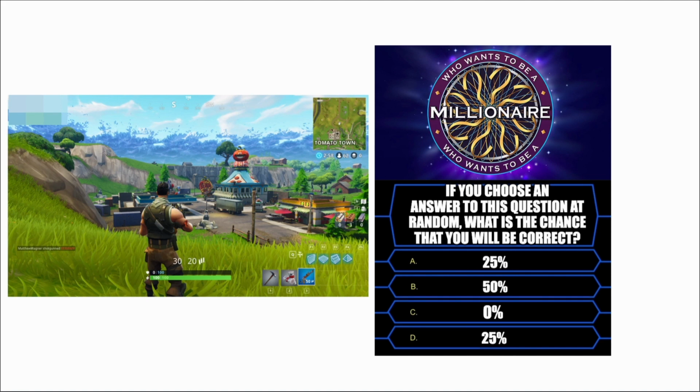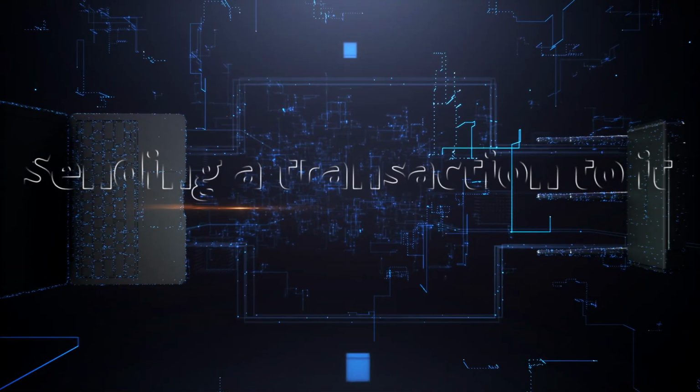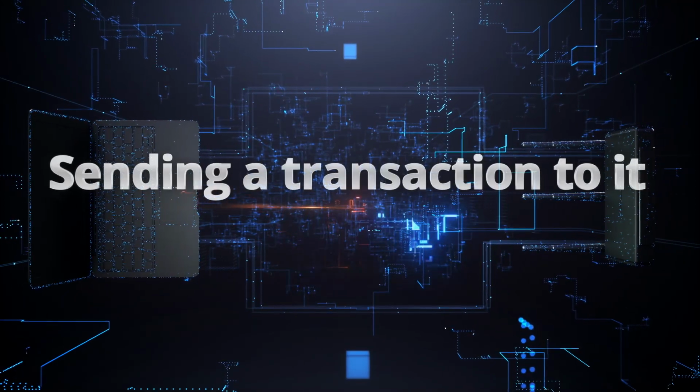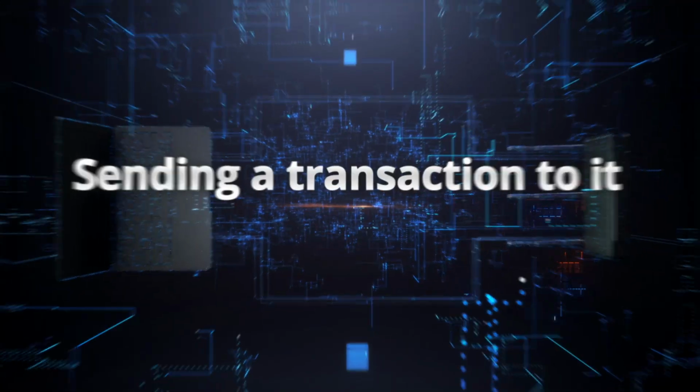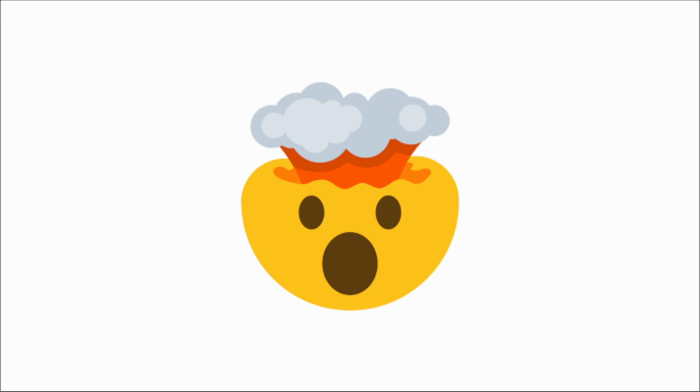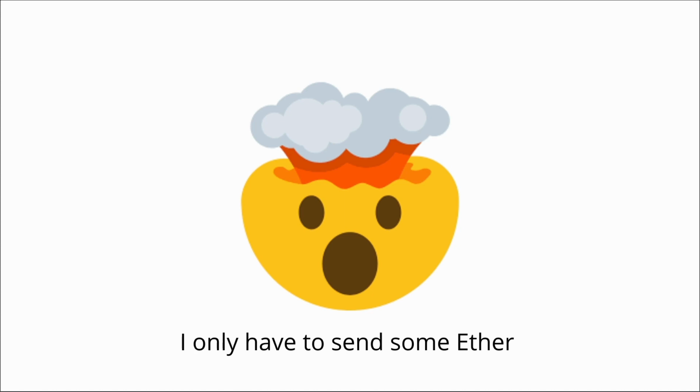And now, what does it mean to interact with a smart contract? Okay, listen carefully. It means sending a transaction to it. I know, your mind might be blown now. What? Just sending a transaction to it means interacting? So I only have to send some ether to this address and I just interacted with it? Kind of. It depends on the contract.